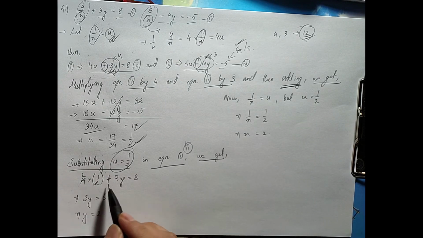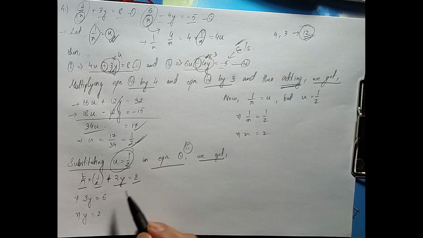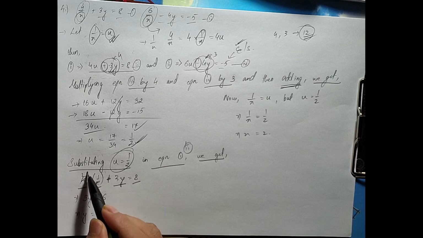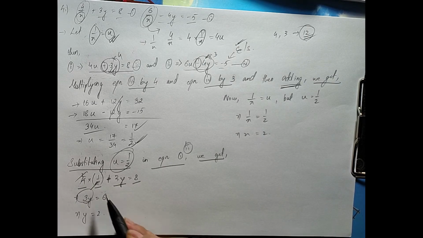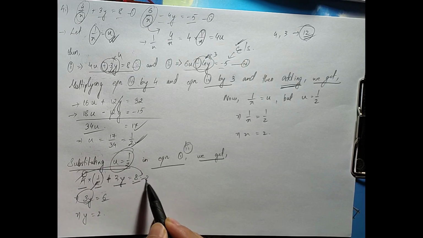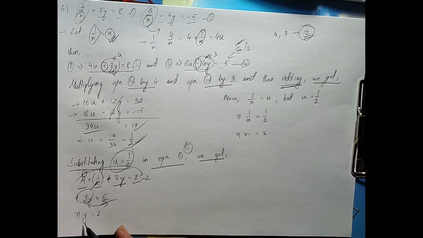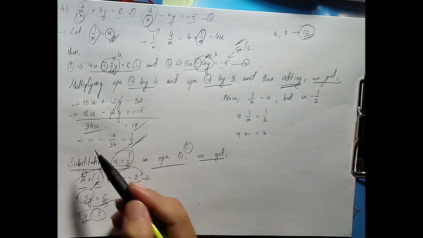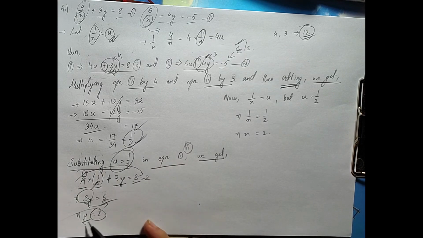If you substitute in equation 1, you get 4 into half plus 3y is equal to 8. So this and this gets cancelled. You get 3y is equal to 6. 2 goes this side. 8 minus 2 is equal to 6. 3 goes in the denominator, so y becomes equal to 2. So we have u equals half and y equals 2.